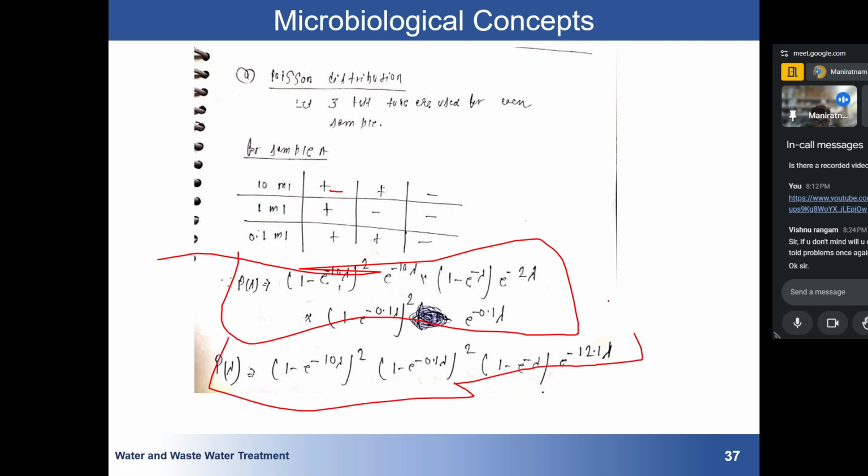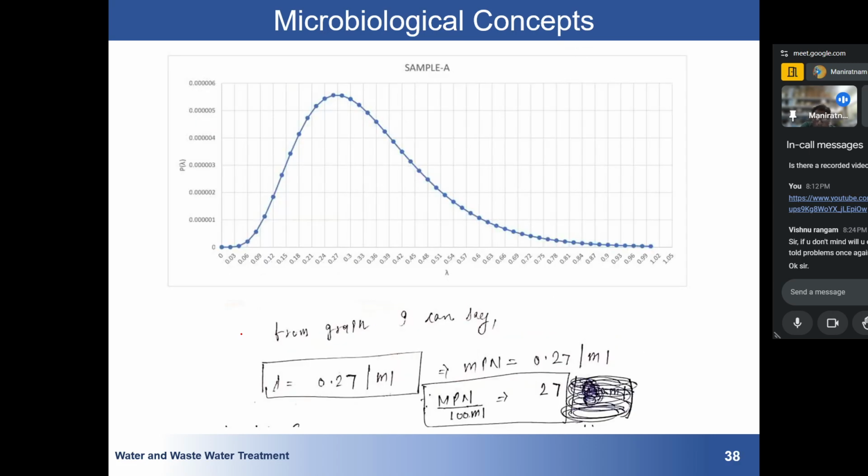Either I can solve it by dP/dlambda, or I can plot the graph between P(lambda) and lambda, and here you can see that at this location this is maximum. So from the graph we can say that lambda is 0.27 per ml, so per 100 ml it will be 27.